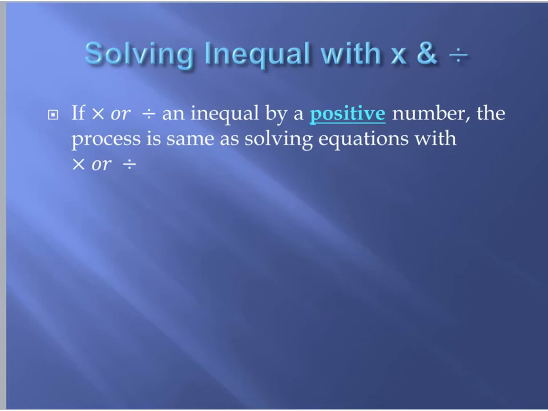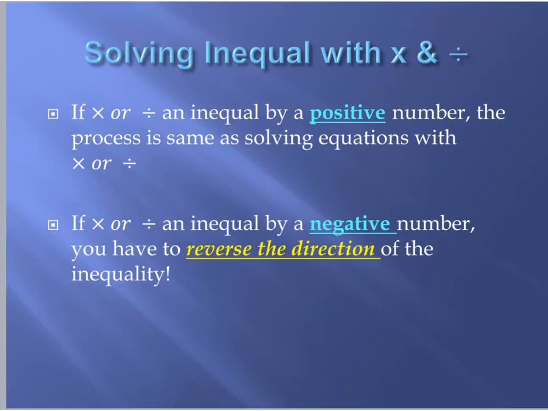So with multiplication and division of inequalities, they're very, very similar to solving a multiplication or division problem with an equation. However, if we're multiplying or dividing an inequality by a positive number, then our process is going to be the same as solving equations, just like what you saw in the previous example. However, where things are going to change a little bit is if we are multiplying or dividing an inequality by a negative number. So this is something you really have to make sure you understand.